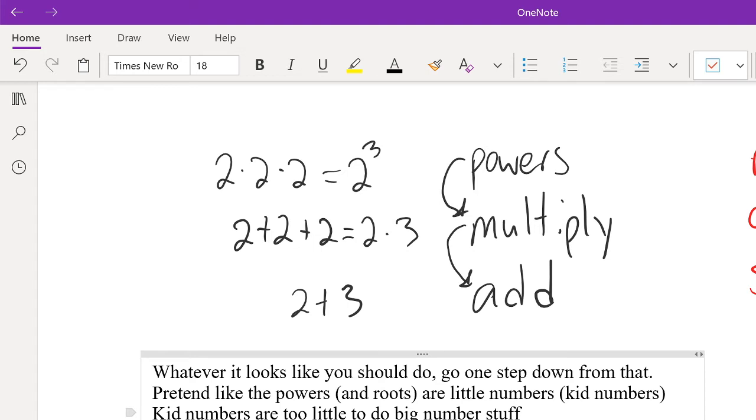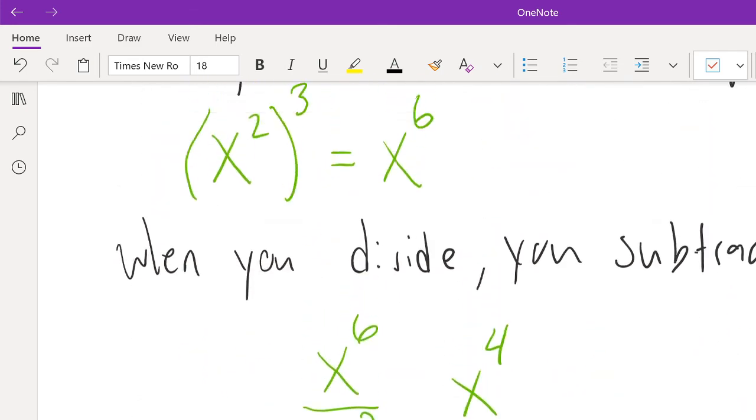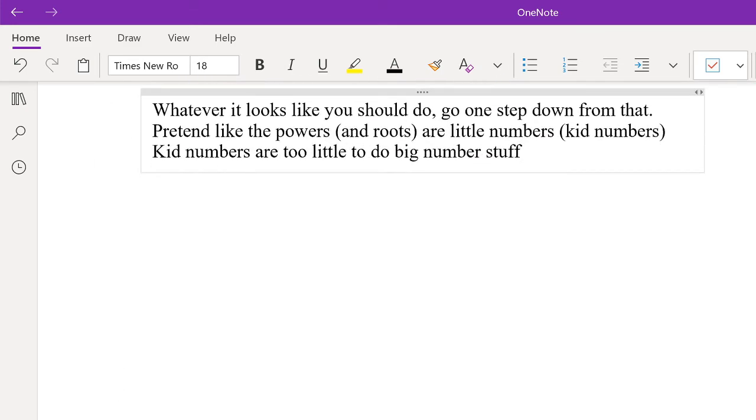Imagine your younger sibling is at the theme park, and they can't ride the same rides as you. You have to step it down for them, right? So that's exactly how you remember the rules for powers. You want to step it down. Whatever it looks like you're supposed to do, step it down. They're too little.